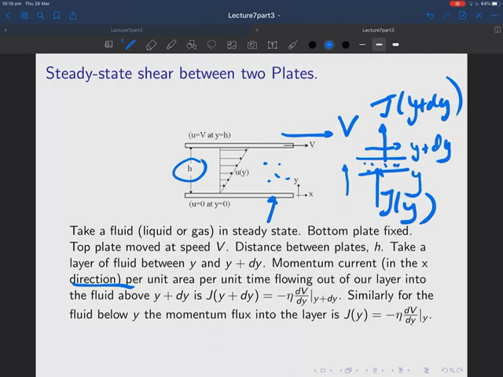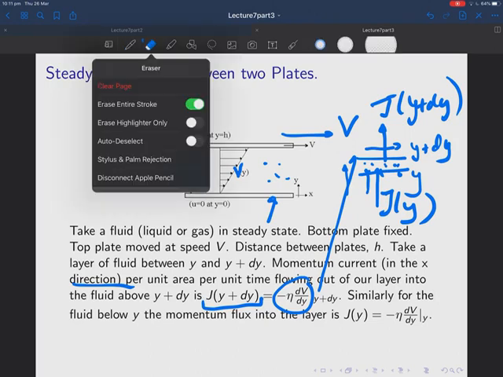And we know from what we've derived previously that j of y plus delta y is equal to eta dv dy, the velocity gradient. The velocity at any point in the fluid is v here rather than u, so let's call that v. Eta dv dy at the layer at y plus dy. And similarly, the momentum flow into the system from the bottom is given by minus eta dv dy evaluated at that point at y.